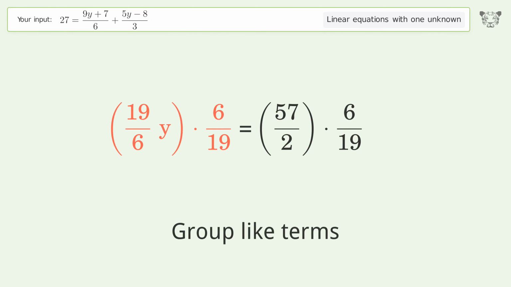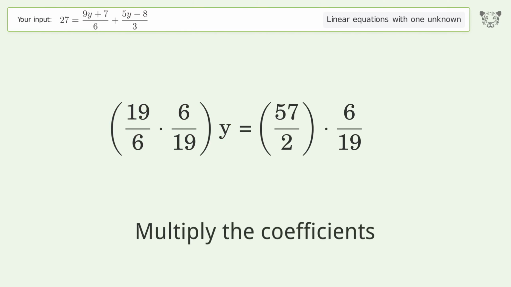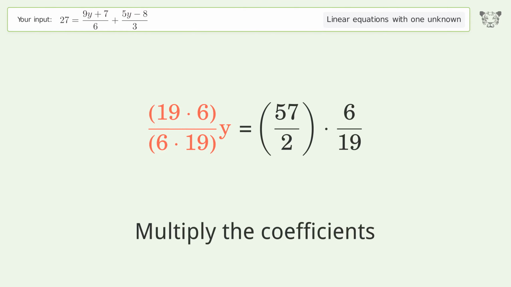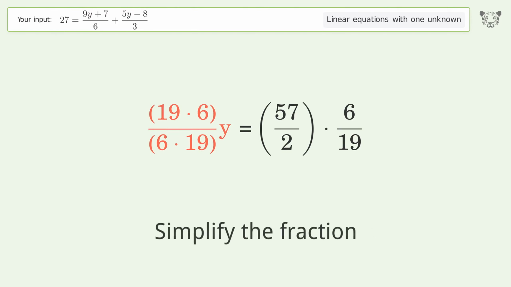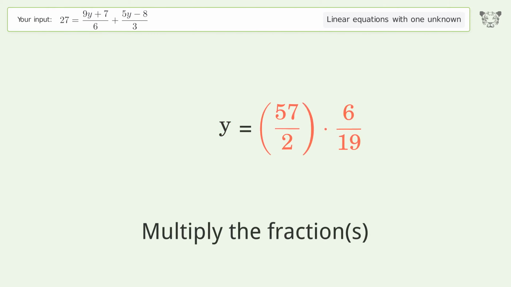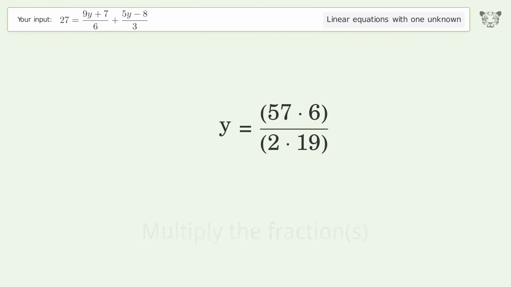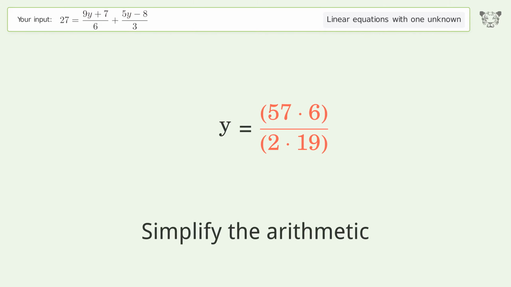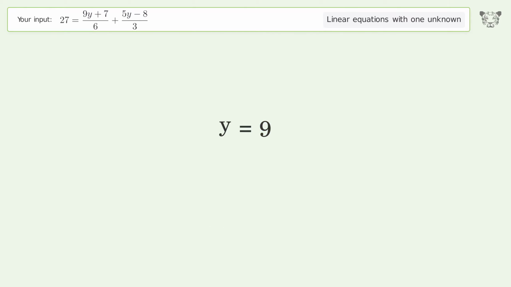Group like terms. Multiply the coefficients. Simplify the fraction. Multiply the fractions. Simplify the arithmetic. And so the final result is y equals 9.